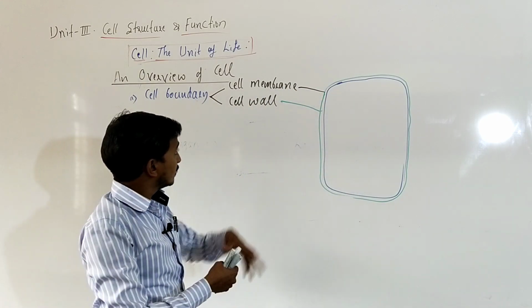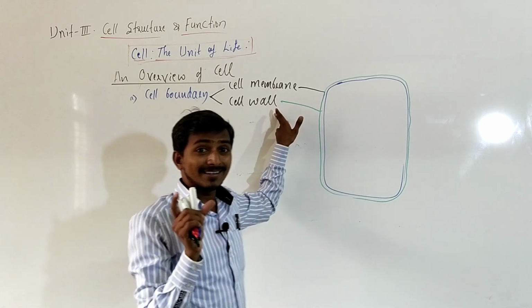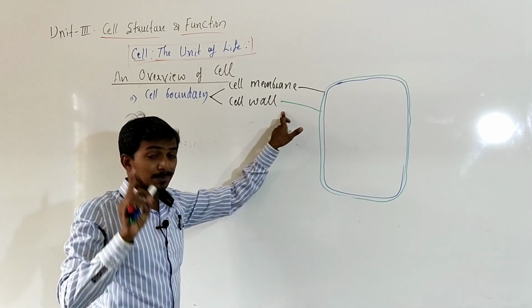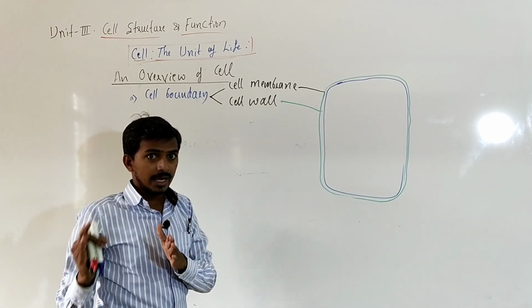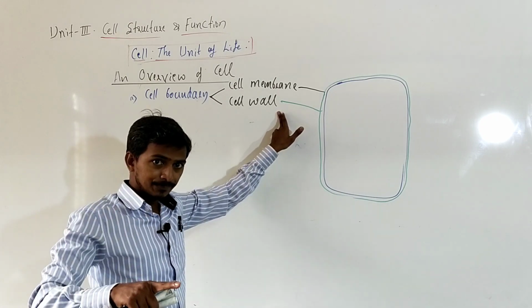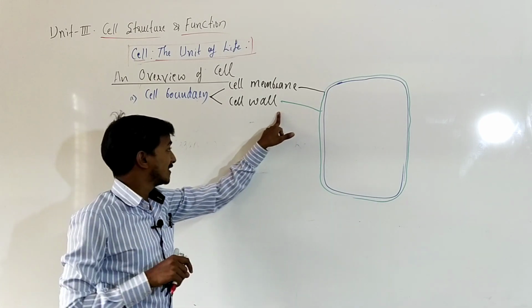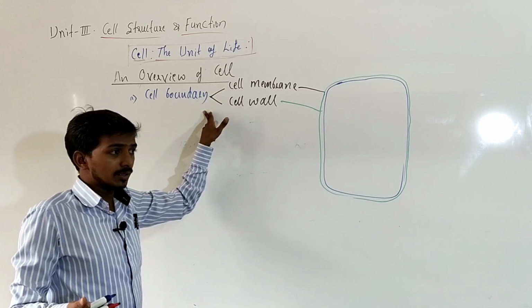Remember, the cell wall is present only in plant cells. The cell wall is absent in animals. This is the main difference between a plant cell and an animal cell. That is, the cell wall is present only in a plant cell and absent in an animal cell. Right. So this is the basic thing needed to be a cell.